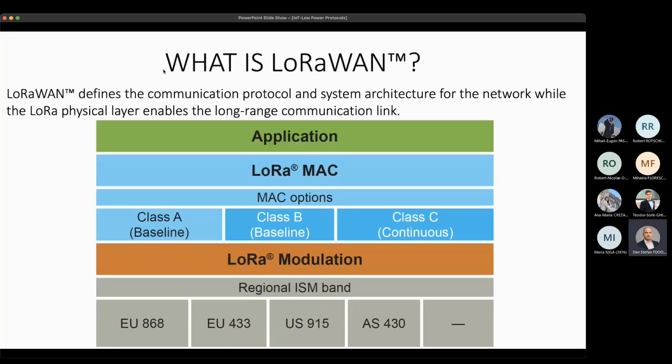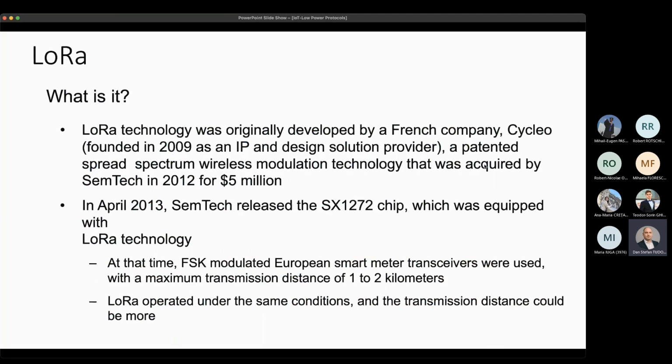So this is the LoRaWAN stack of different protocols, and you have the system architecture for the network. The LoRa physical layer enables the long-range communication link itself. So again, it's targeted towards establishing connectivity at very low power and low bandwidth rates, but with very long distances between the communicating nodes. And it targets IoT applications in general.